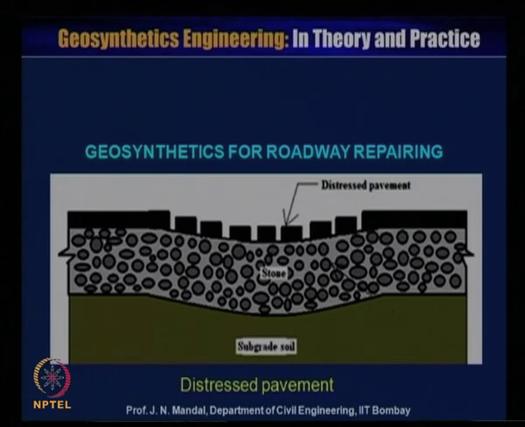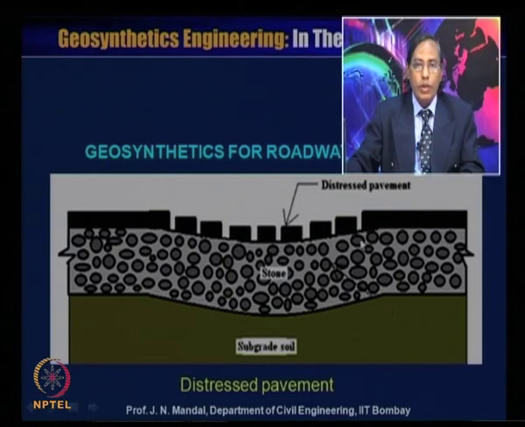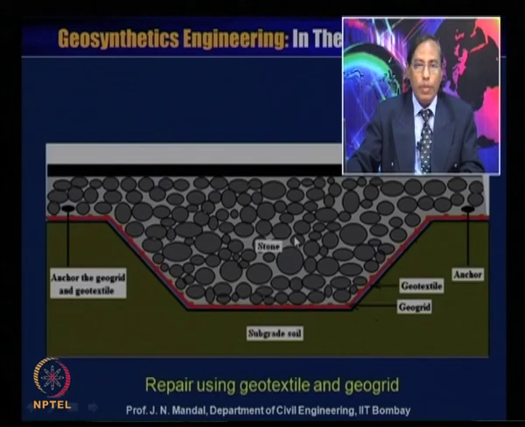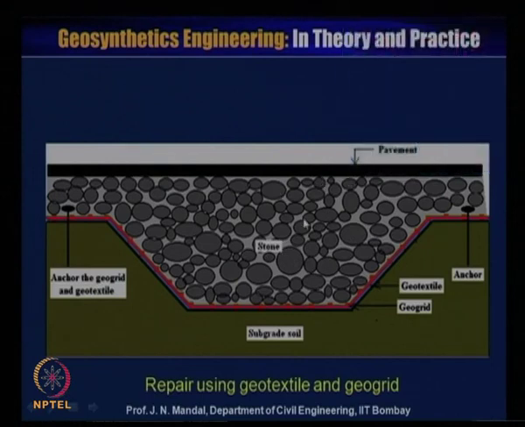So, here is geosynthetics for roadway repairing. You can see this is a distressed pavement, this is the stone, this is the distressed pavement, and how can you rectify this distressed pavement? You can excavate and provide geogrid or geotextile material, and you can anchor the geogrid and geotextile, and then you fill up with the stone, and then you can provide the pavement on the top.